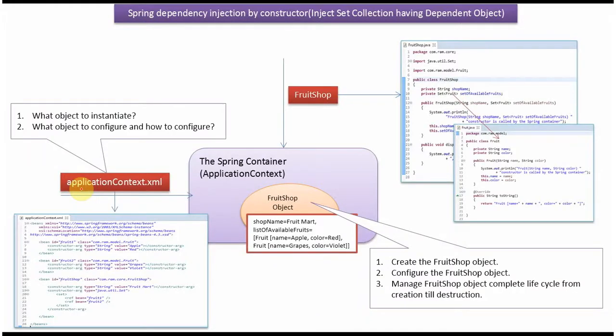What object to instantiate, what object to configure, and how to configure: this information will be in the Spring configuration file. In this example, we have specified the fruit1 object, fruit2 object, and fruitShop object. These objects should be created by the Spring container using constructor dependency injection. The Spring container reads this Spring configuration file, creates the fruitShop object, configures it, and manages the full life cycle of the fruitShop object.